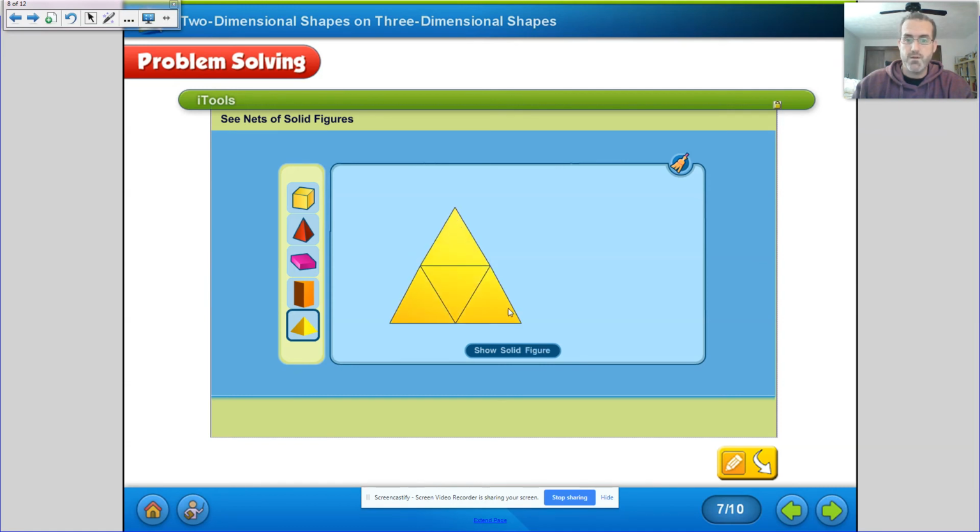This is another pyramid, right? But this isn't a square pyramid, right? Because it's got a triangle at its base. Okay. So here we have, it's kind of neat, it shows you what the 3D shapes are made of. So let's see.